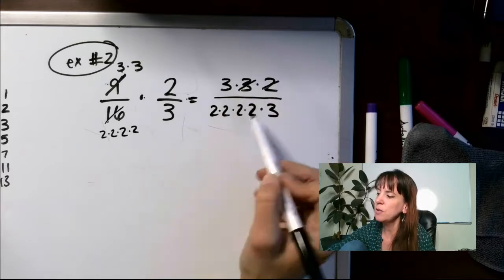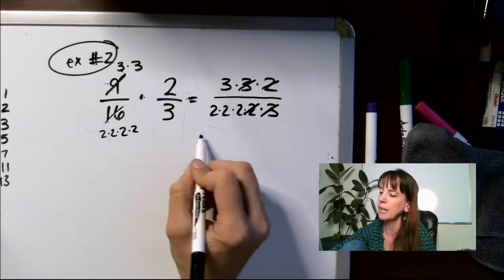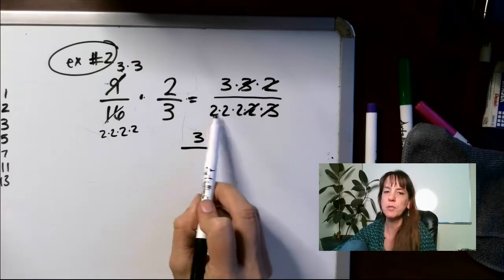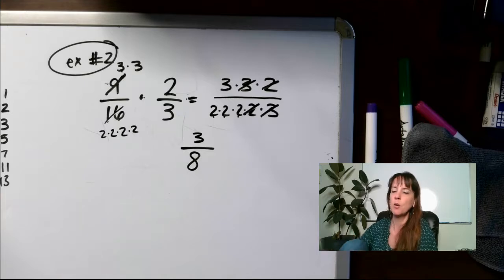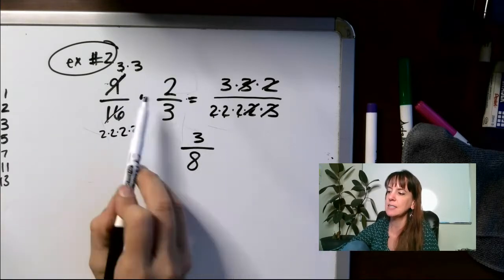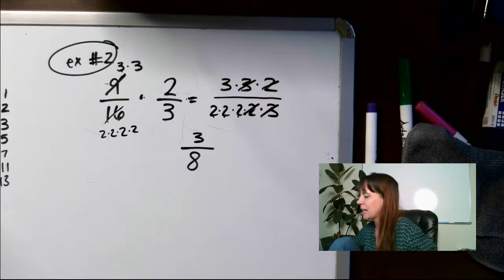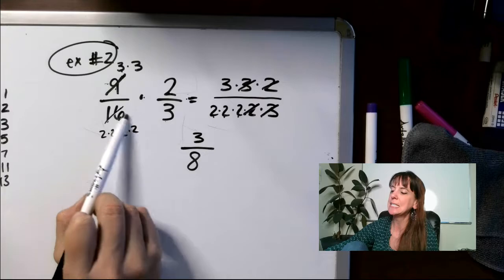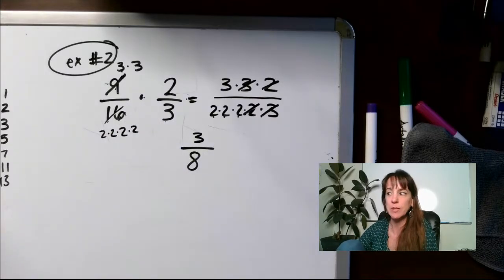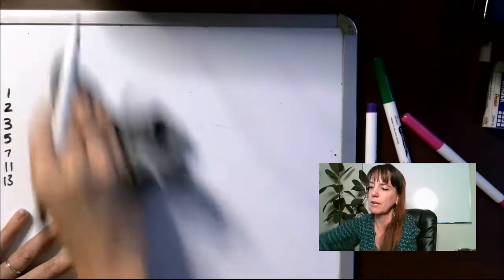This 3 and this 3 lob off, this 2 and this 2 lob off. On the top, we have 3 left, but on the bottom, we have 2 times 2, which is 4, times 2, which is 8. So 9/16 times 2/3 reduces down to 3/8. What you could have done is 9 times 2 gives you 18, and 16 times 3, and do it that way. That's totally fine too. I'm just trying to show you different methods of making your life easier.